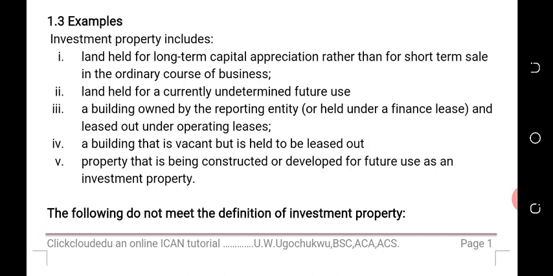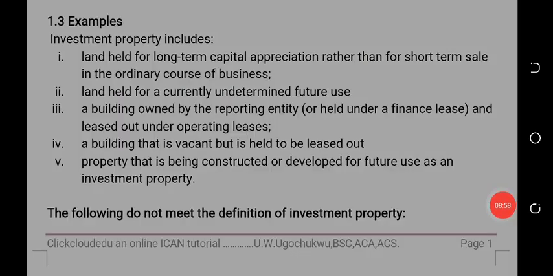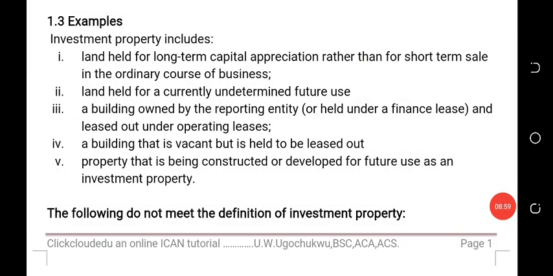Five, property that is being constructed or developed for future use as an investment property. So when any organization acquires a property or constructs a property internally just for future use as investment property, that property should be treated in line with IAS 40.